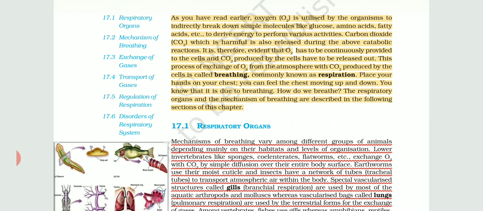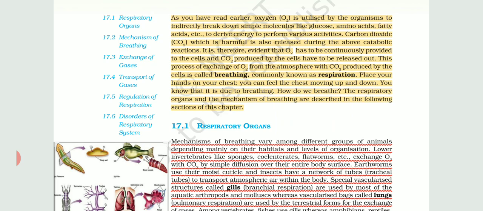So if you place your hand on your chest, you can feel the chest moving up and down. So it is not a voluntary process. It is involuntary, your body is performing the same process 24 into 7. Right? So how do we breathe? Which kind of organs are needed for respiration or breathing? What are the processes behind it? So let's start with the chapter.